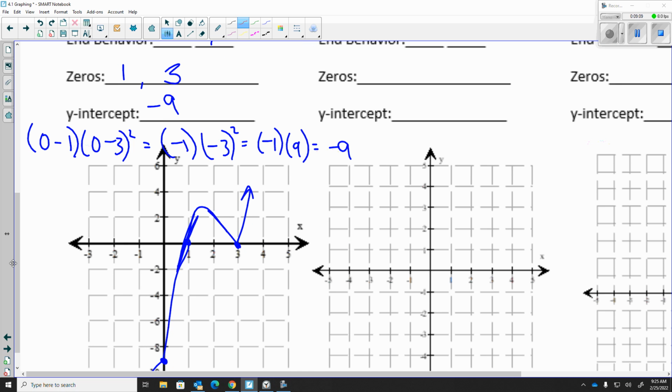I'm coming down to 3. I'm going to hit it, and I'm not going to cross it. I'm going to bounce off of it. And now that matches my end behavior.